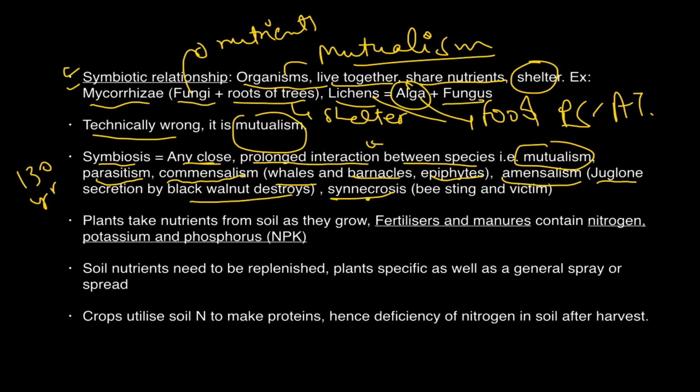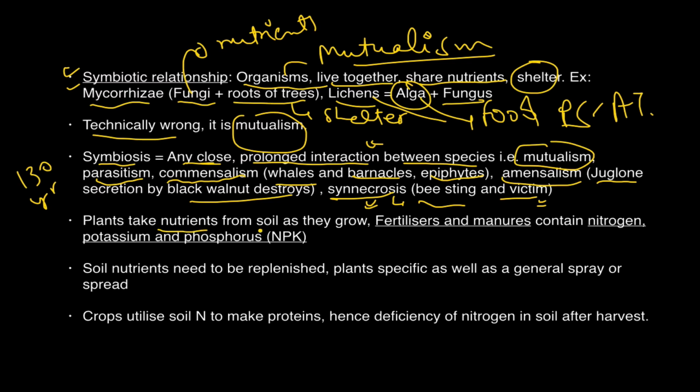And synnecrosis is extremely rare, because it means that both the parties are harmed. Example, when a bee bites a victim to protect its hive, both the bee suffers as well as the victim suffers. Please remember this. The bee does not like it. It only stings when there is a threat to its hive. So this is called synnecrosis. Can you give a logical evolutionary reason why synnecrosis is rare? Because it is harmful to both the parties, obviously evolution will not select it.